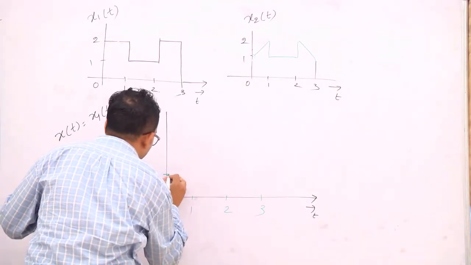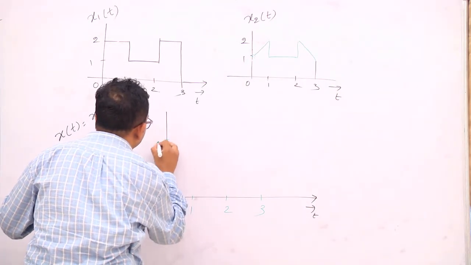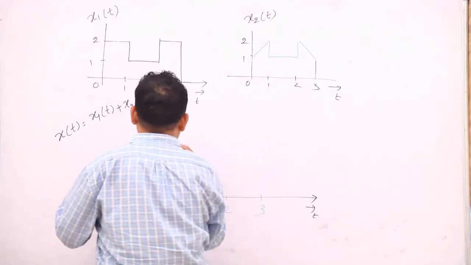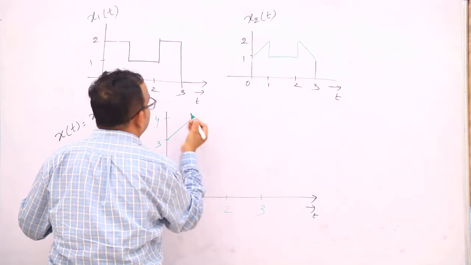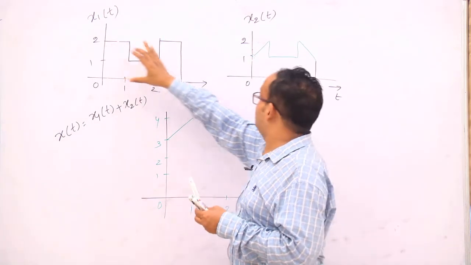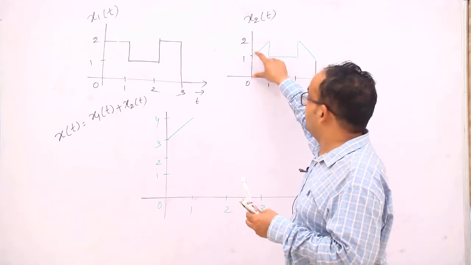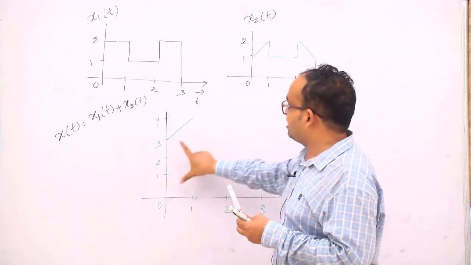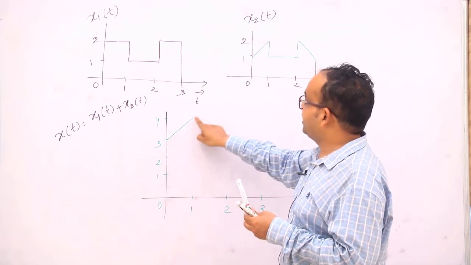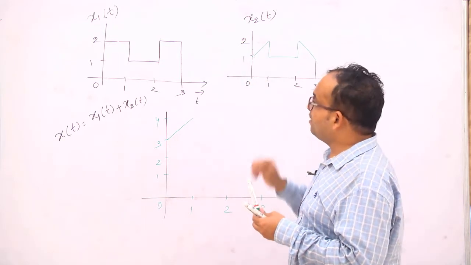Very simple thing. 1, 2, 3. This is 4. So I can take here, the ramp signal will be like this. Simple thing. So this 2 is the fixed amplitude. Here 1 is the fixed amplitude. So 2 plus 1, 3, is the fixed amplitude. After that, a ramp signal will be there. It is going like this. Right? So now what happens?